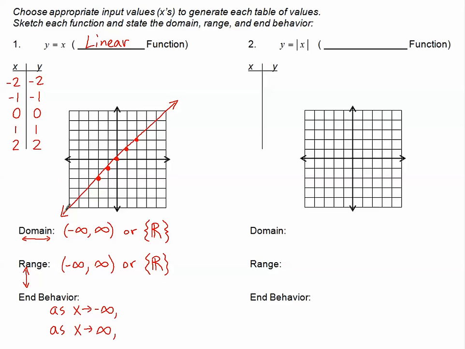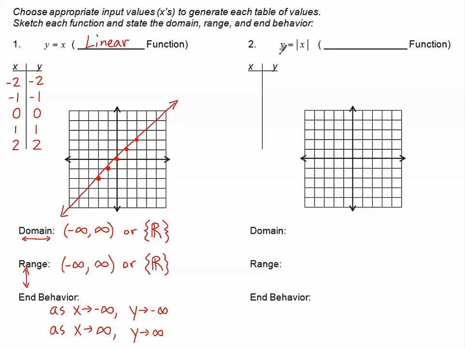The left side, the function is pointing down. So I'm going to say that y goes to negative infinity. That's what it means, points down. On the right side, as x approaches positive infinity, that's all the way over here on the right side, the graph is pointing up. So y is going up to positive infinity. And there's our linear function.